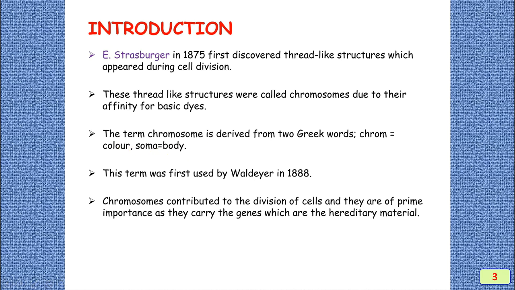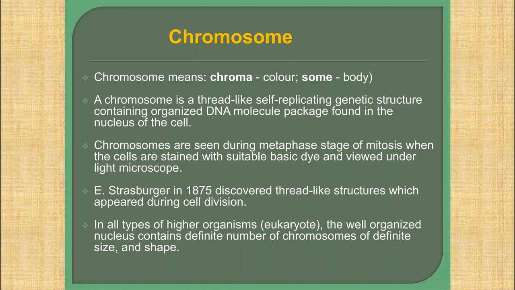This term was first used by Waldeyer in 1888. The year in which it was found is 1875. Chromosomes contribute to the division of cells, and they are of prime importance as they carry the genes, which are the hereditary material. Chroma means color. In simple terms, it is a colored material in the body.